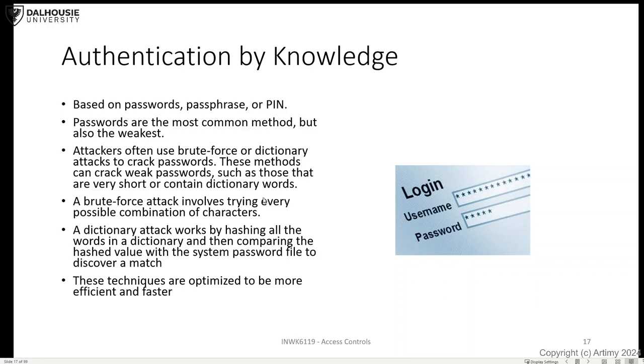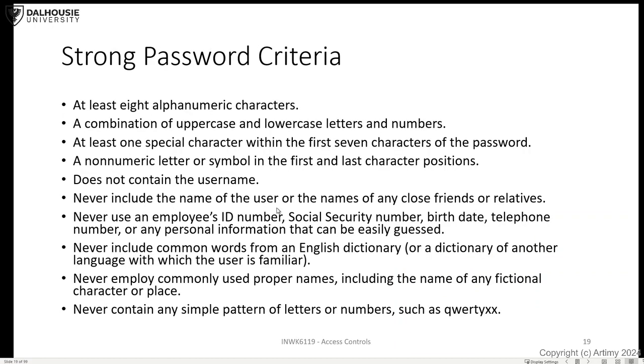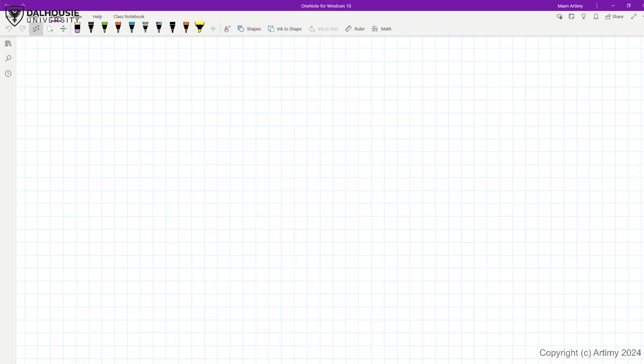That's why many systems and system administrators insist that we have at least 8 alphanumeric characters, so that's letters and numbers, and sometimes we insist that the letters have to be uppercase and lowercase in the case of English. Also special characters like an exclamation mark or hash. So the more variations, the better.